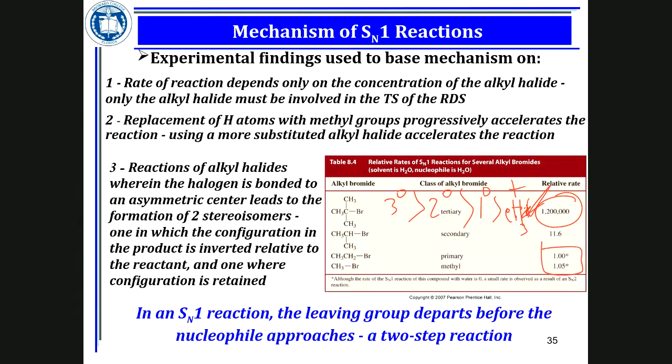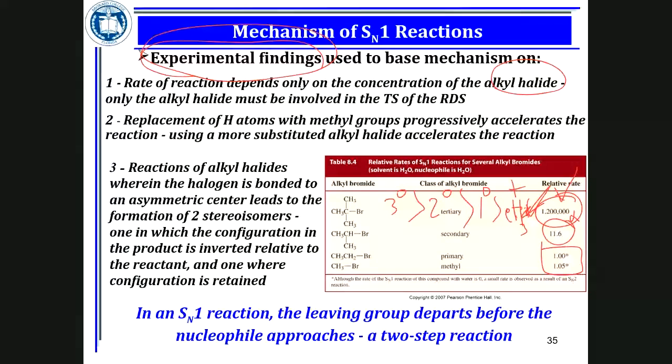And the numerical values here prove that we do have a much faster reaction for tertiary compared to secondary. Primary and methyl are not good candidates for an SN1 type reaction. So these are the experimental findings: the rate of the reaction depends only on the concentration of the alkyl halide.